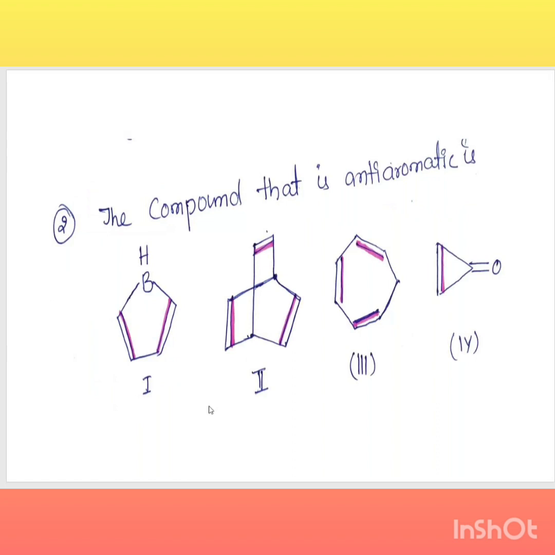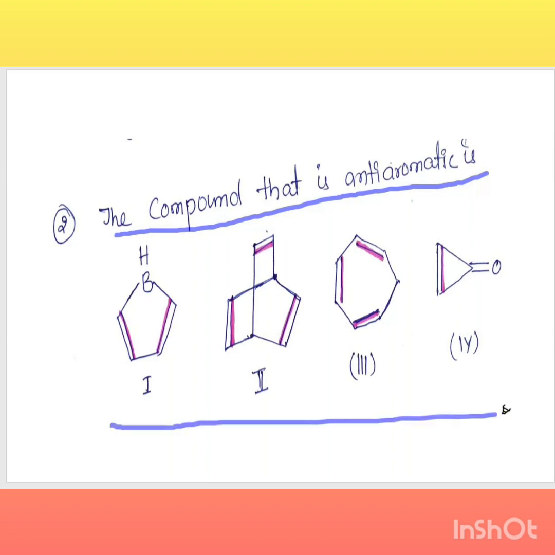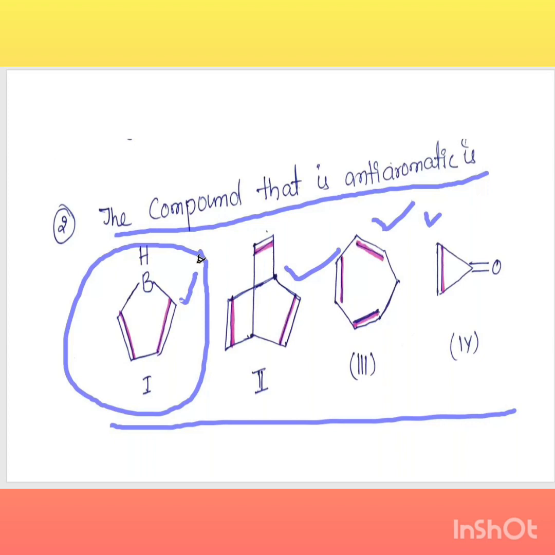This type of question will be asked in the examination. Which compound is the anti-aromatic compound? Given below, you can look here. Which one shows the anti-aromatic property? This example was already asked in the examination, a previous question. Which one is the anti-aromatic compound? This type of question will be asked in the examination. We already discussed this question. This is anti-aromatic property.